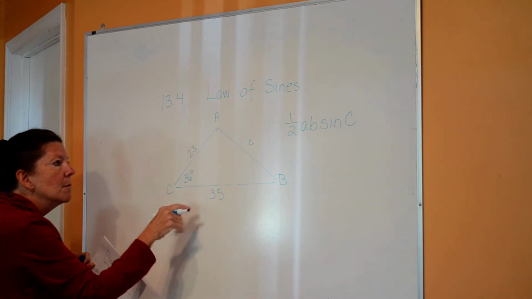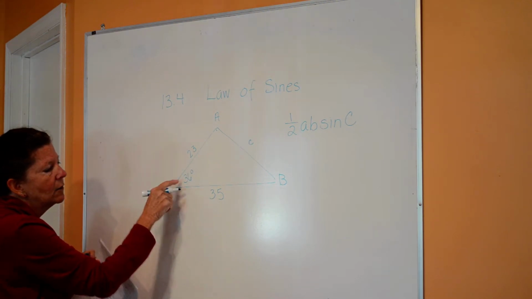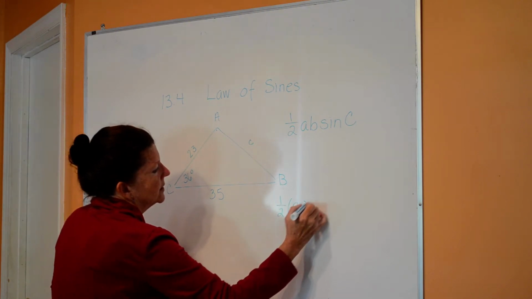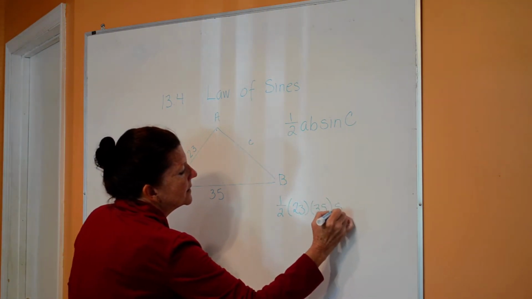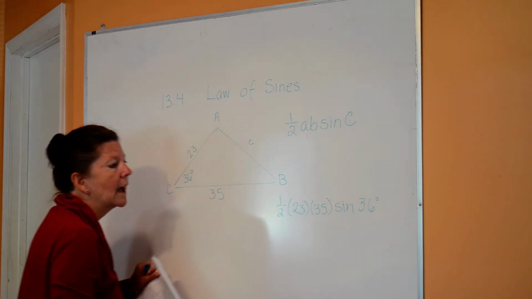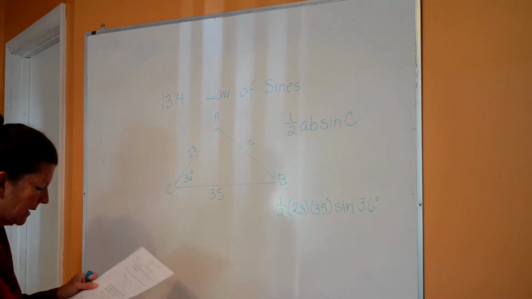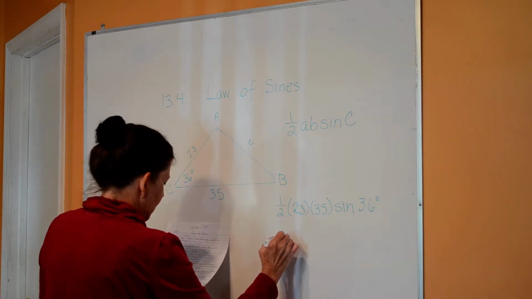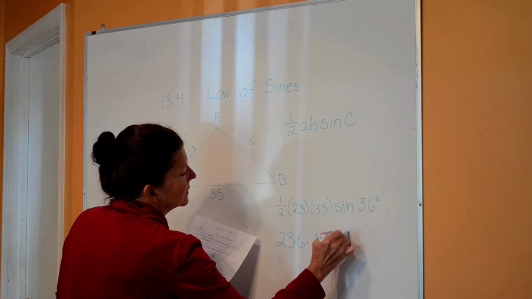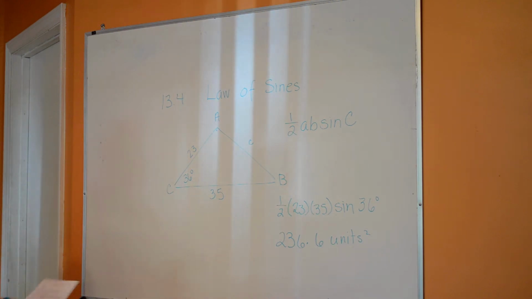So I'm going to multiply the two sides that are on each side of the angle that I'm going to use. So I'm going to do 1/2 times 23 times 35 times the sine of 36 degrees. Now obviously you're going to use your calculator for that. So you can put that straight in your calculator like that. If you want to use 0.5 for 1/2 you can. And you quickly find that the area is 236.6 units squared.